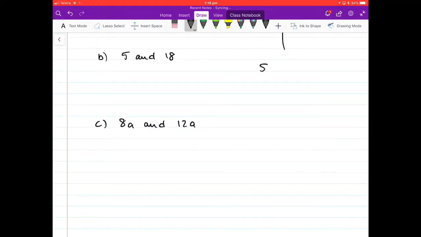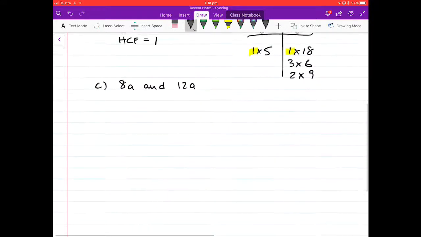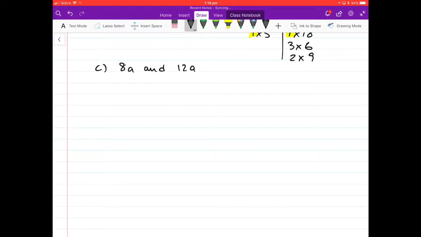We've got 5 and we've got 18. Again, 1 times 5, that's the only way I can make 5. For 18, I've got 1 times 18, I've got 3 times 6, and I've got 2 times 9. Now, I can't find anything else other than the pair of 1s, so therefore my highest common factor is going to equal 1 in that case. It's not always going to be a number greater than 1, sometimes it will be 1.